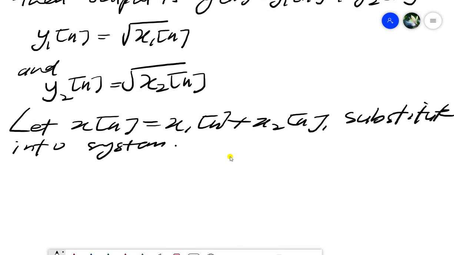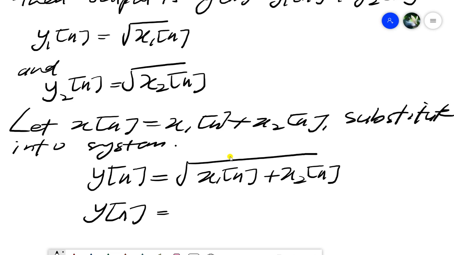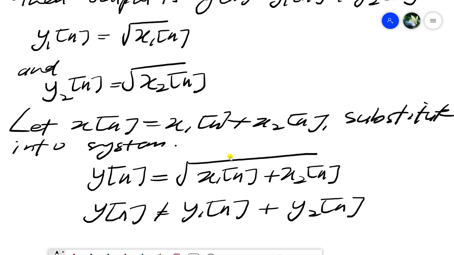Right. Okay, so you have yn equals x1n plus x2n. All right, so this is definitely not the result that we want. This is not the same as y1n plus y2n. Okay, whichever way is easier for you to understand the concept of linearity.